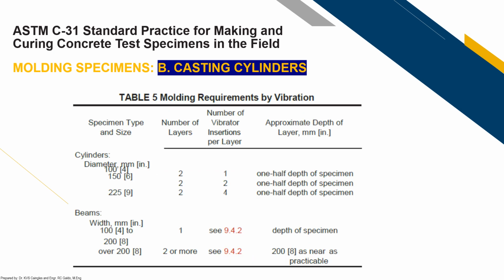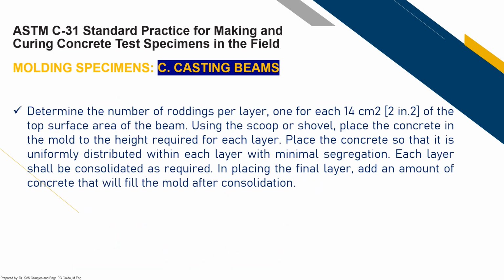Next, also the molding requirements by vibration, if you're going to use vibration as a method of consolidation. Okay? Here you have the cylinder diameter in terms of millimeters or inches, then the number of layers that you need when depositing your concrete into your cylinder mold, and the number of vibrator insertions per layer, and the approximate depth of layer. Okay, that's all there.